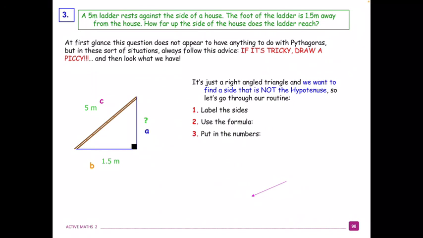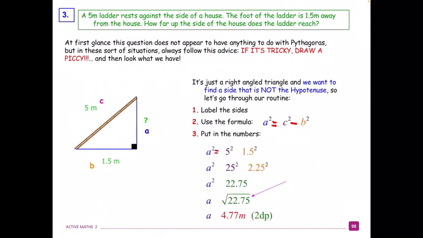We can see in this question that it's a right angle triangle, so we will use Pythagoras, but we want to find a side that is not the hypotenuse. So we use the formula a squared is equal to c squared minus b squared. Let's put in our numbers. This gives us a squared is equal to 5 squared minus 1.5 squared. Let's multiply this out. a squared equals 25 minus 2.25.